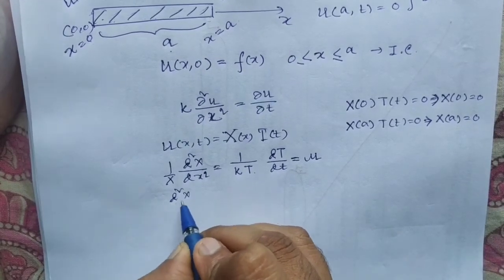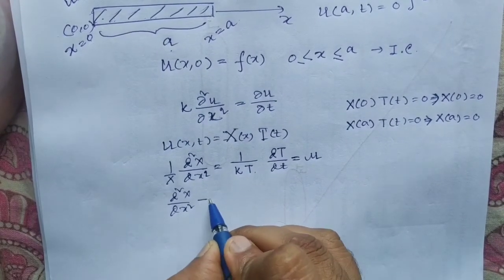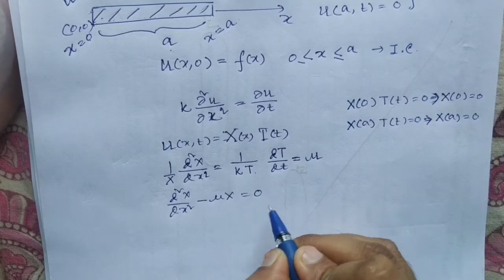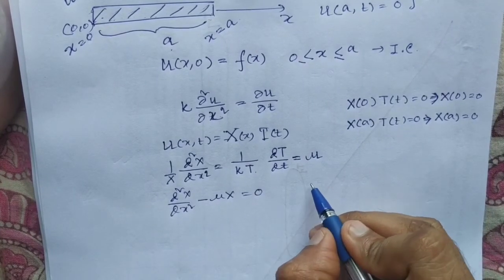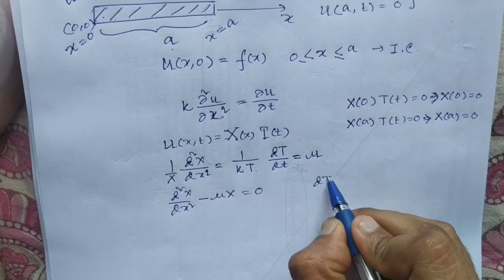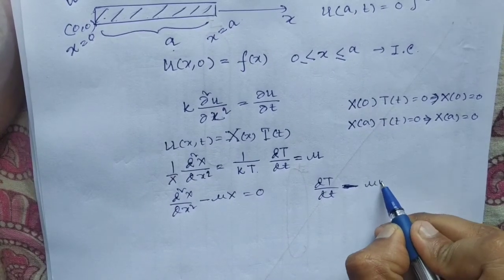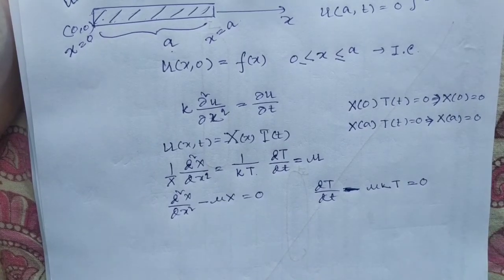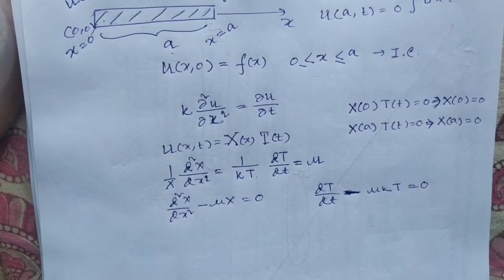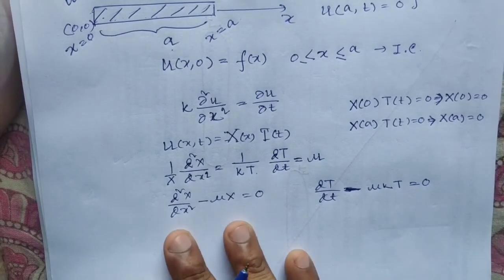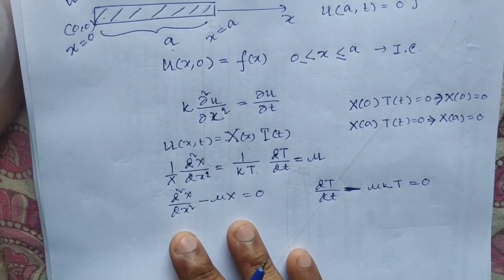So X'' minus mu X is equal to 0, and T' minus mu k T is equal to 0 as well. Right. So these are two eigenvalue equations.